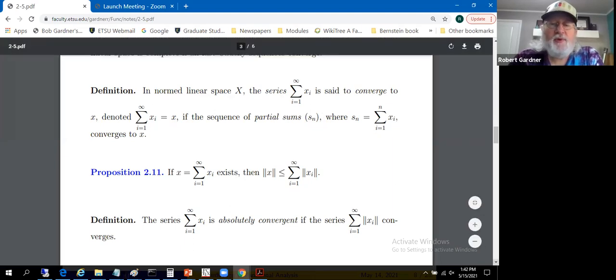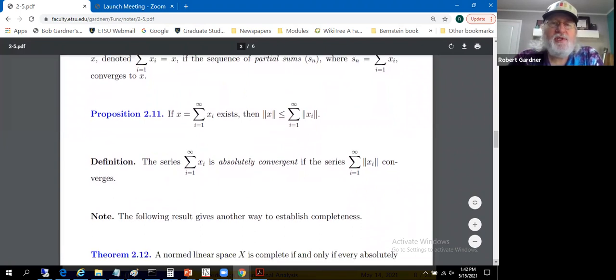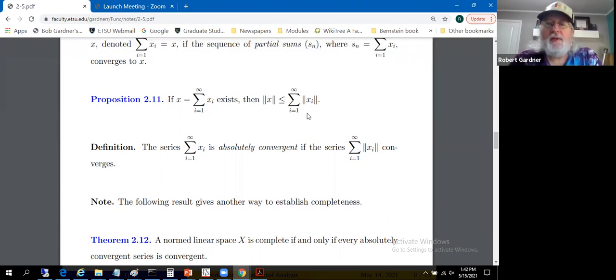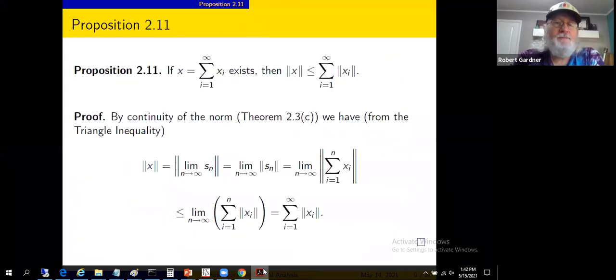A property relating norms to series: if x is the sum of this series of x sub i's, so this series has a limit, the sum of the series exists, then the norm of x is less than or equal to the sum of the norms of the x sub i's. Bet you it looks a lot like a triangle inequality, right? We're taking a norm of a sum and relating it to a sum of norms. Only thing is, these aren't sums, they're series. Okay, so the proof is based on the triangle inequality and limits. I like this one because it's very short.